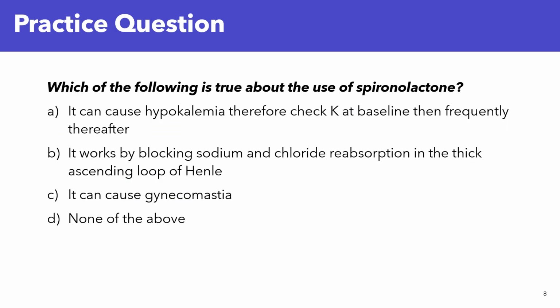Which of the following is true about the use of spironolactone? A, it can cause hypokalemia, therefore check potassium at baseline, then frequently thereafter. B, it works by blocking sodium and chloride reabsorption in the thick ascending loop of Henle. C, it can cause gynecomastia. D, none of the above. Again, write your answer in the comments. 5 seconds.